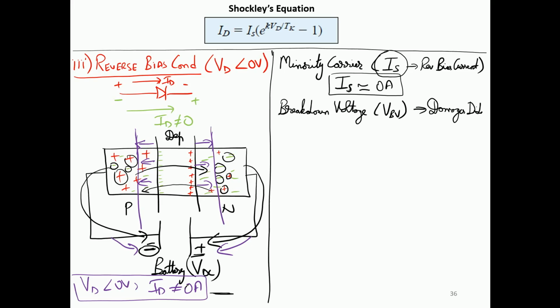So now if we want to mathematically understand the working of a diode, we use a very widely used equation known as the Shockley's equation. The Shockley's equation basically gives us the understanding of what is happening inside the diode. So the Shockley equation has these variables, where ID is basically the drift current. This is the current that we are interested in.